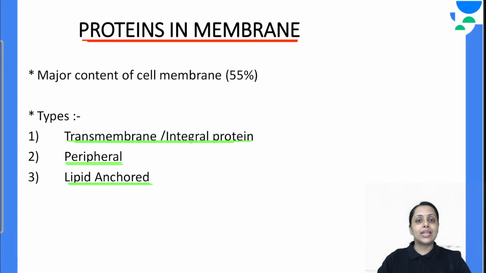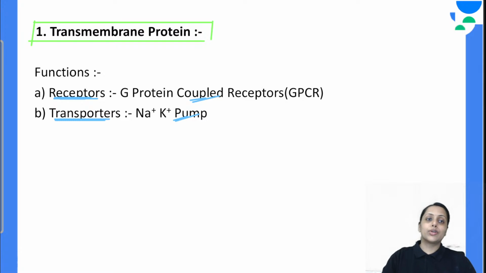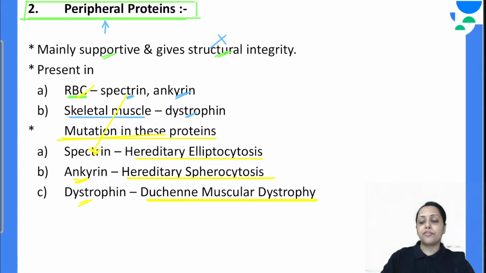Now coming to the protein in our membrane, 40% is the lipid, 55% is our protein. So in protein we have the transmembrane protein, peripheral protein, and lipid anchored protein. Transmembrane protein is also known as integral protein. It can either be the channel or the carrier. So it can act like either the receptor like G protein coupled receptor, or it can act like a transporter like the sodium potassium pump.